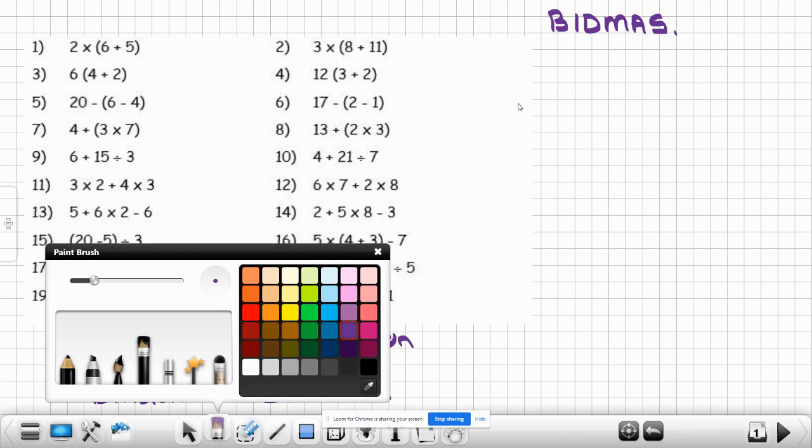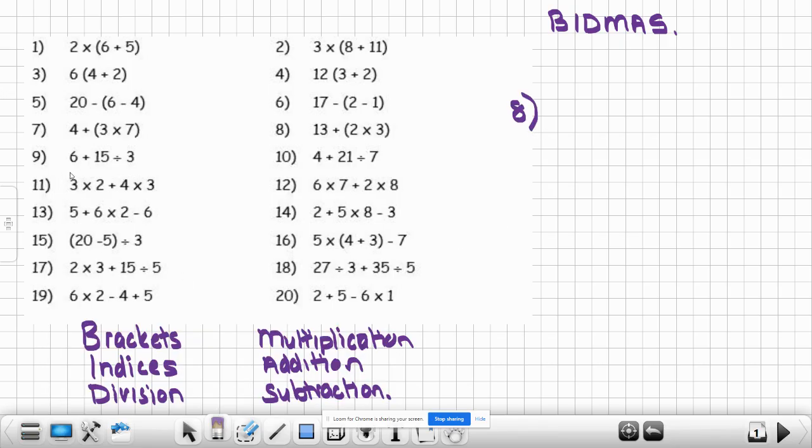I'm just going to go up to question 10. I'm not going to go through every single one of these, but I might pick out a couple that look more challenging. 13 plus, in brackets, 2 times 3. So we have to deal with the brackets first. So that's going to be 13 plus 2 times 3 is 6. And if we add 13 and 6, we will get 19.